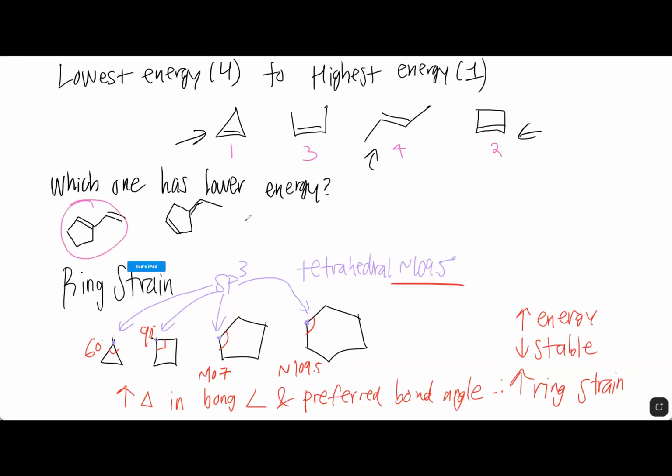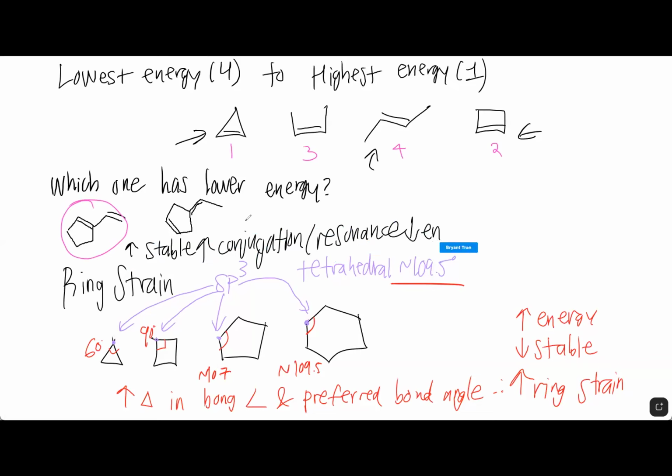This one, yeah, that's right, because that one is more stable due to more conjugation or resonance. Yeah, you got it. Can you explain again what conjugation means? Like the hyperconjugation again? Oh, that's different from hyperconjugation. Hyperconjugation is different than conjugation.